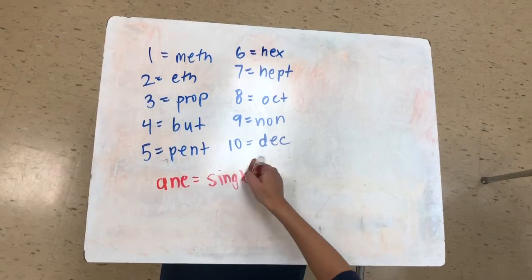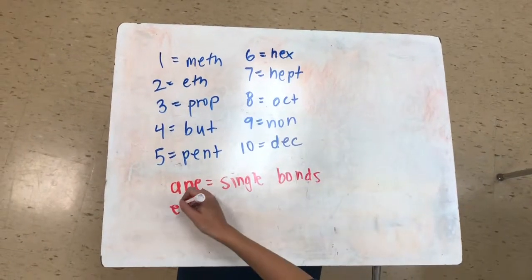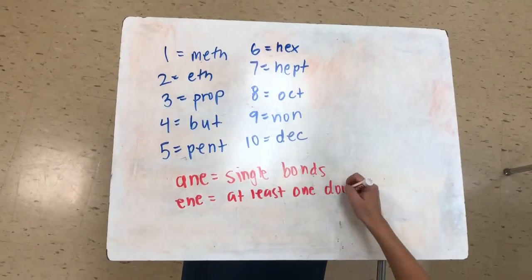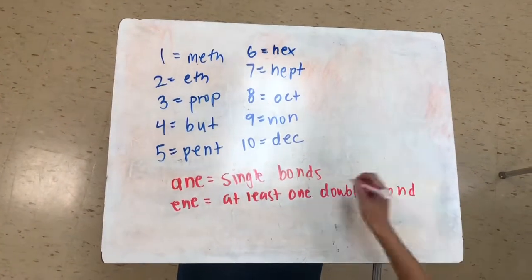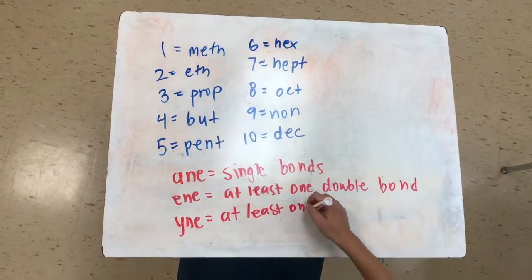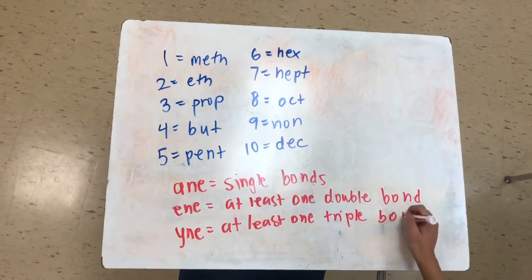Next, we should go over the roots. Roots refer to the bond structure in the chain. The root ane means that there are all single bonds between the carbons. Ene means that there is at least one double bond, and yne means that there is at least one triple bond. Now, let's look at the molecule Jim needs help naming.